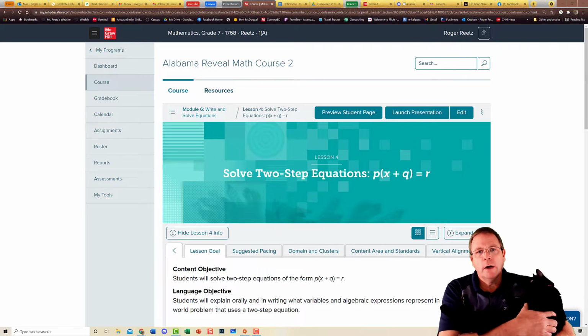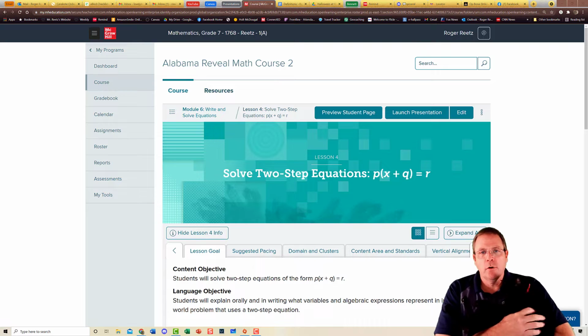We are back for Module 6, Lesson 4, solving two-step equations in the form of p times the sum of x and q, all of it equal to r.